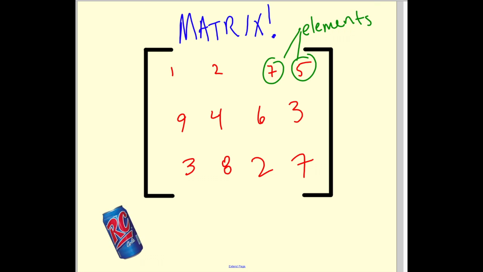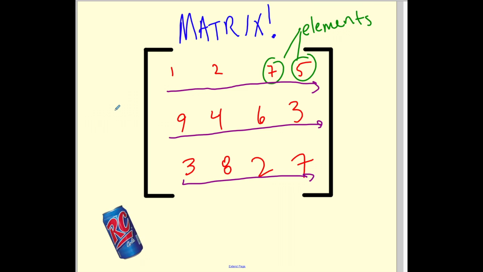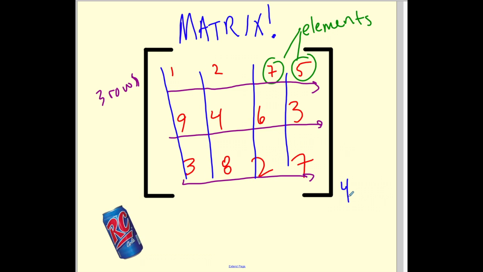And now, like I said earlier, we have some rows and columns here. These are our rows. So I'd say here I have 3 rows. And these are our columns: 1, 2, 3, 4 columns. So I'll write here 4 columns.